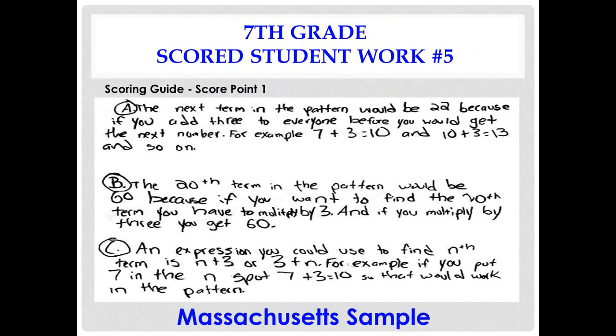And student number 5 scored 1 point out of 4. With part A, the next term in the pattern would be 22 because if you add 3 to every one before, you would get the next number. And they provide some examples for you. We've seen that in the previous answers as well. The 20th term in the pattern would be 60, because if you want to find the 20th term, you have to multiply by 3. And if you multiply by 3, you get 60.